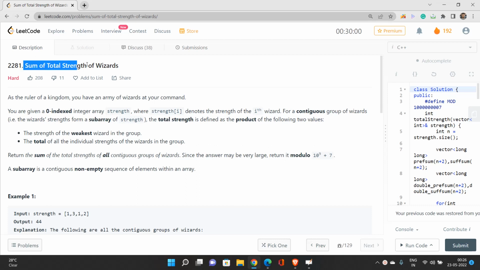In this video we will be talking about the problem sum of total strength of wizards. Its index is 2281 and it is a hard problem on LeetCode.